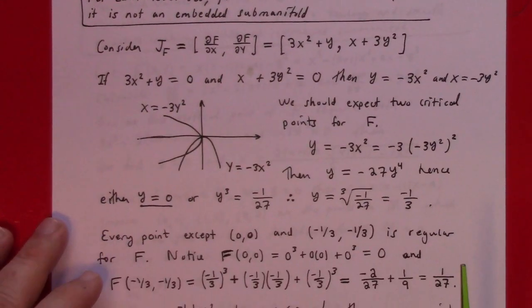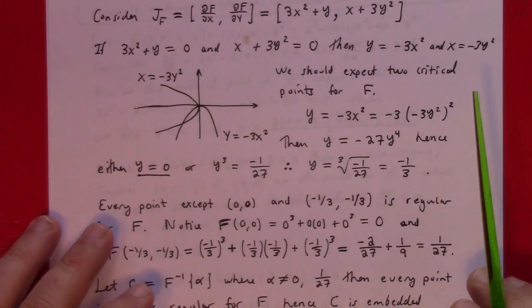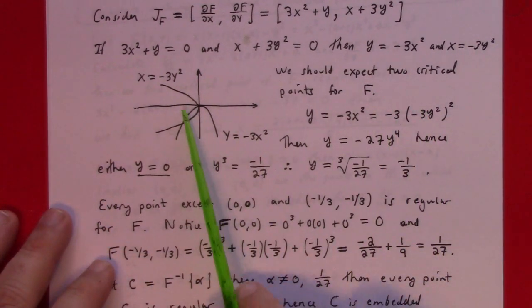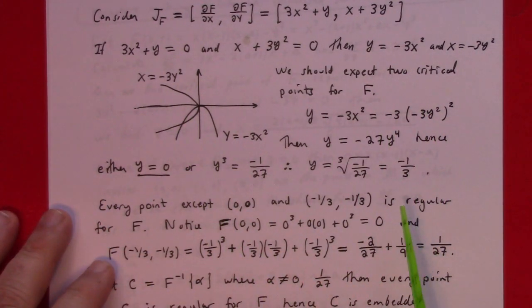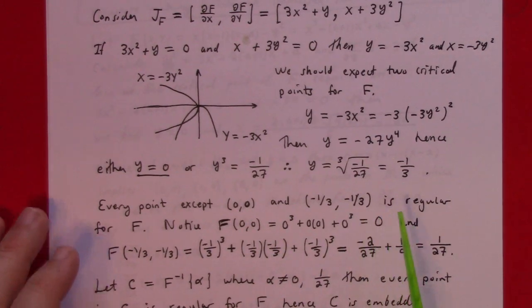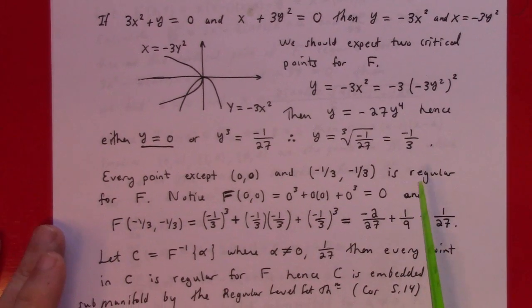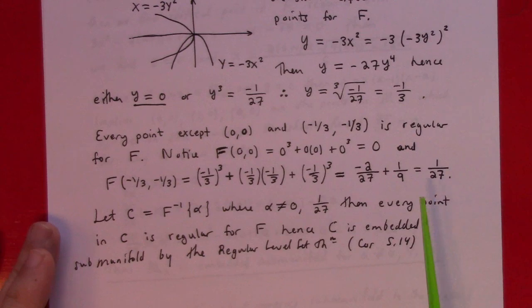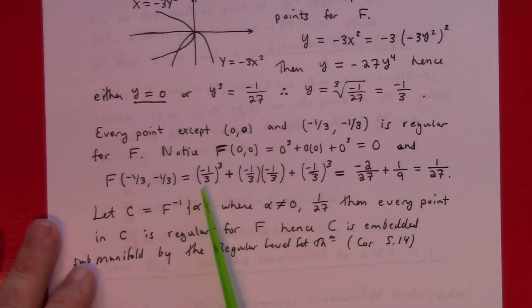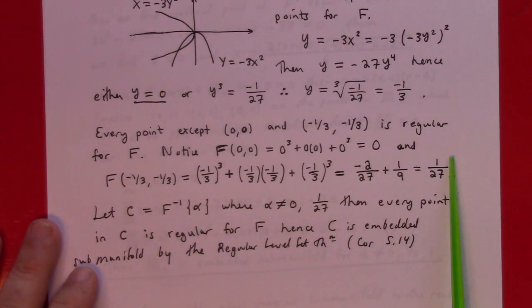So that's this and that. There are 2 points. You either get (0, 0) or (-1/3, -1/3). Every point except for those 2 points is regular for F. And in particular, we can figure out as well what those levels are. So (0, 0) is on the level 0 curve, and (-1/3, -1/3) is on the level 1/27 curve for F.